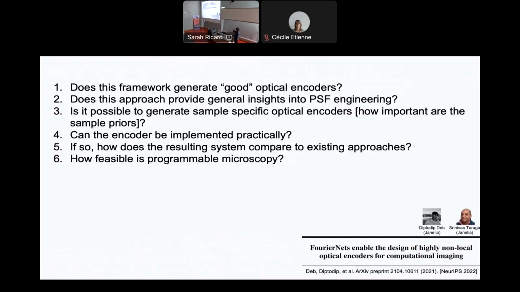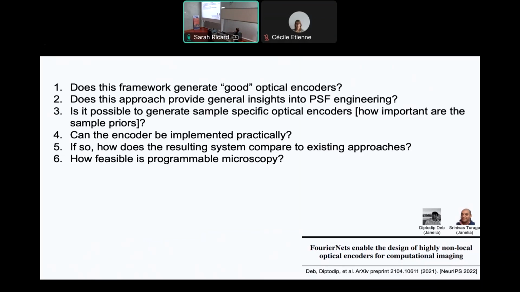There were a number of questions in this project that I was interested in. There are some problems with this approach, right? Maybe your deep reconstruction network is so good that you don't need a good optical encoder. Your deep network is just taking on the burden of reconstruction. If you've done deep learning, you might know the problem called vanishing gradients, which means that the first part of your network, the optical encoder, is not really being optimized. All that's being optimized is the reconstruction network, and it's so good that the optical encoder doesn't really need to do anything.